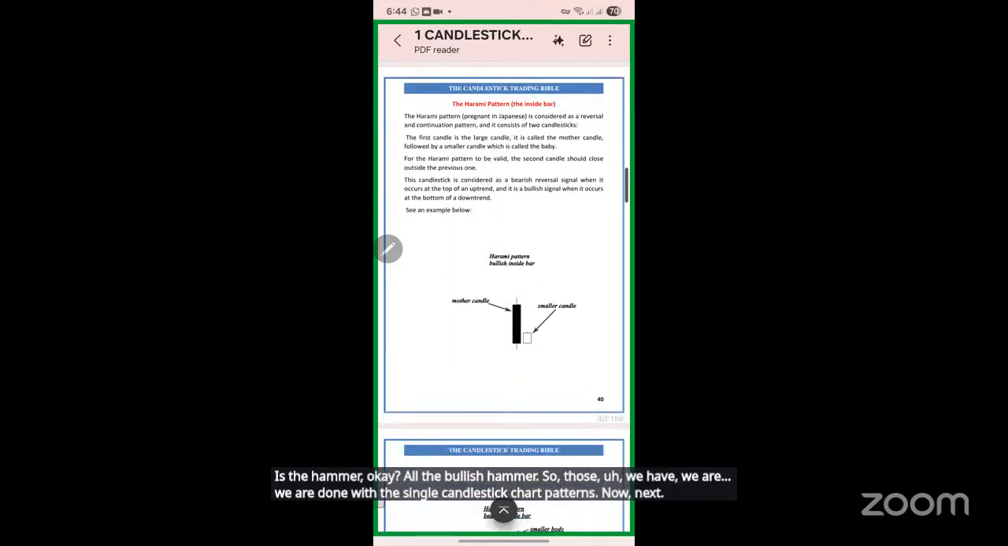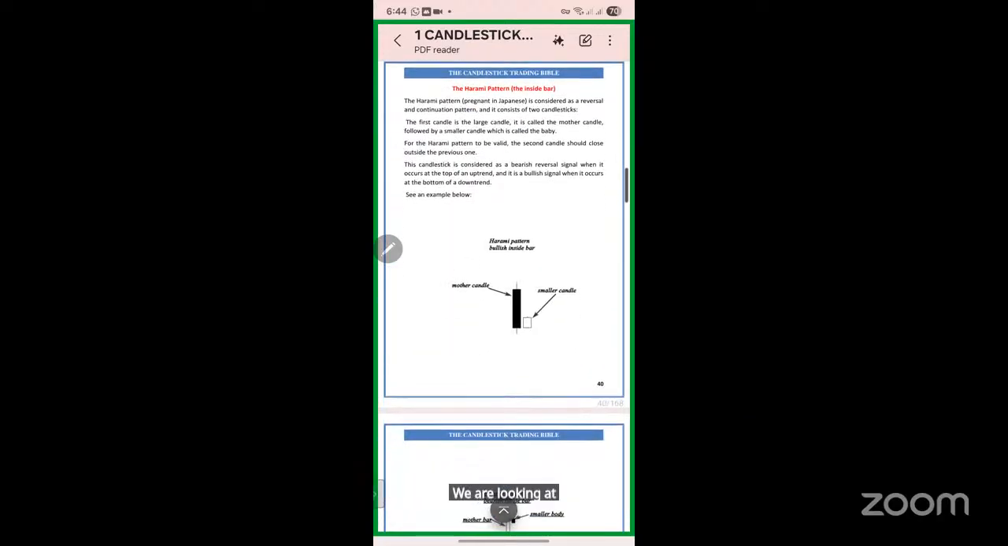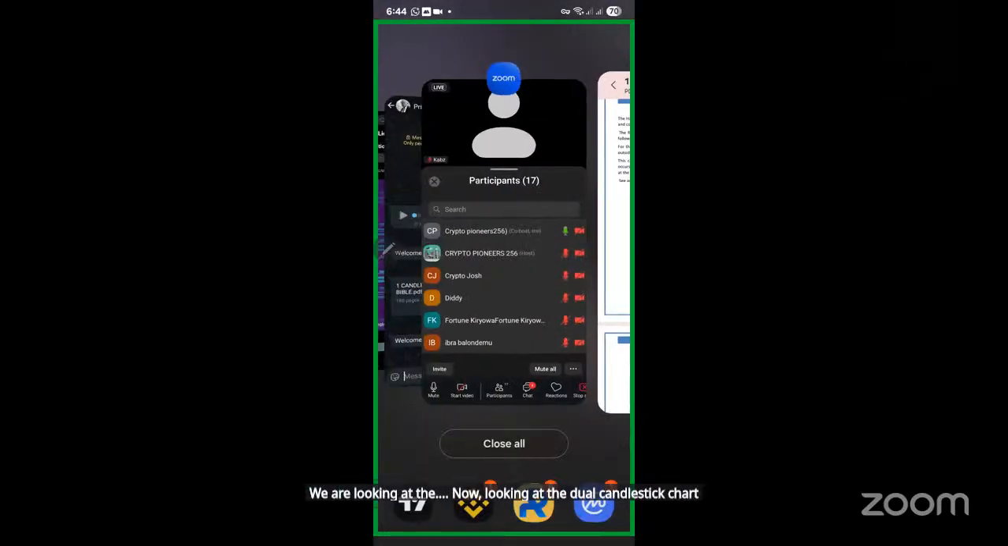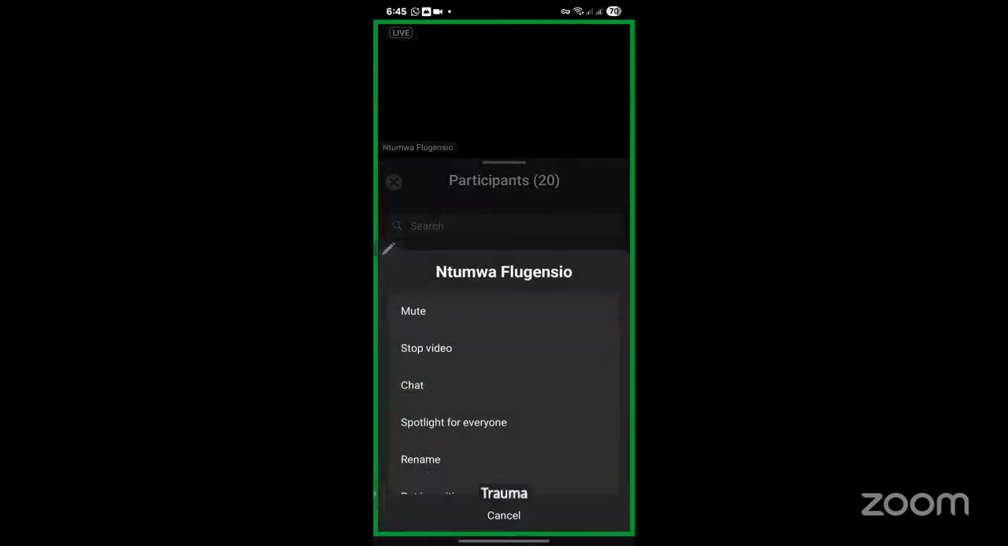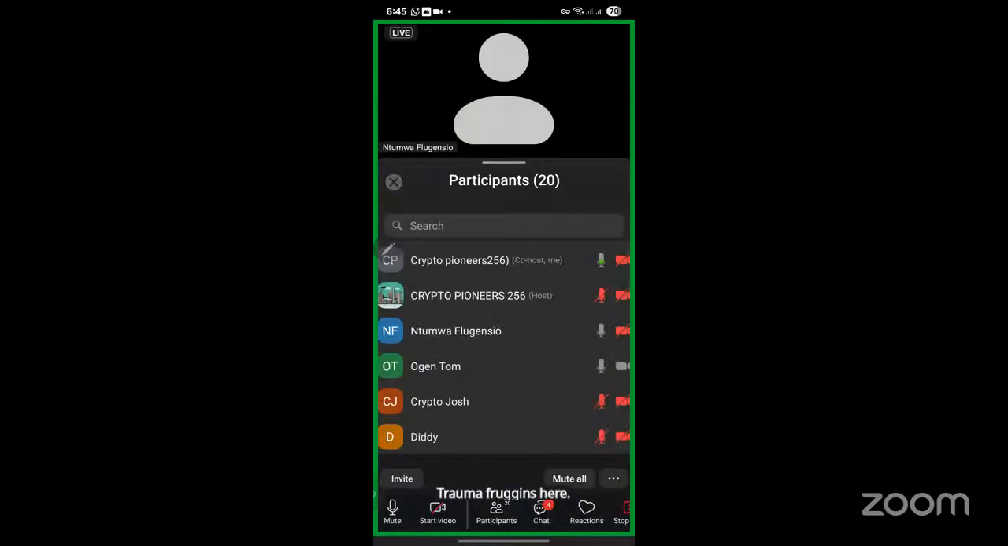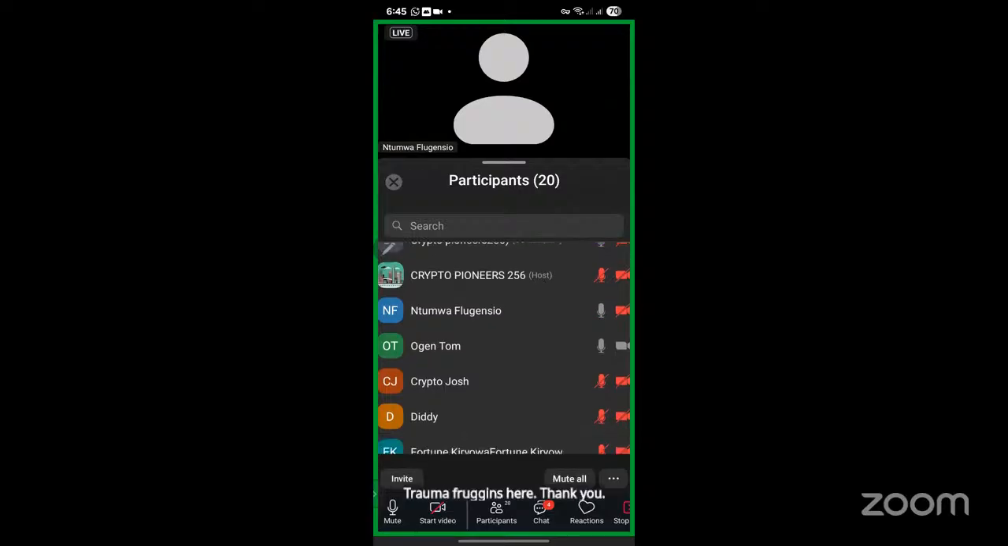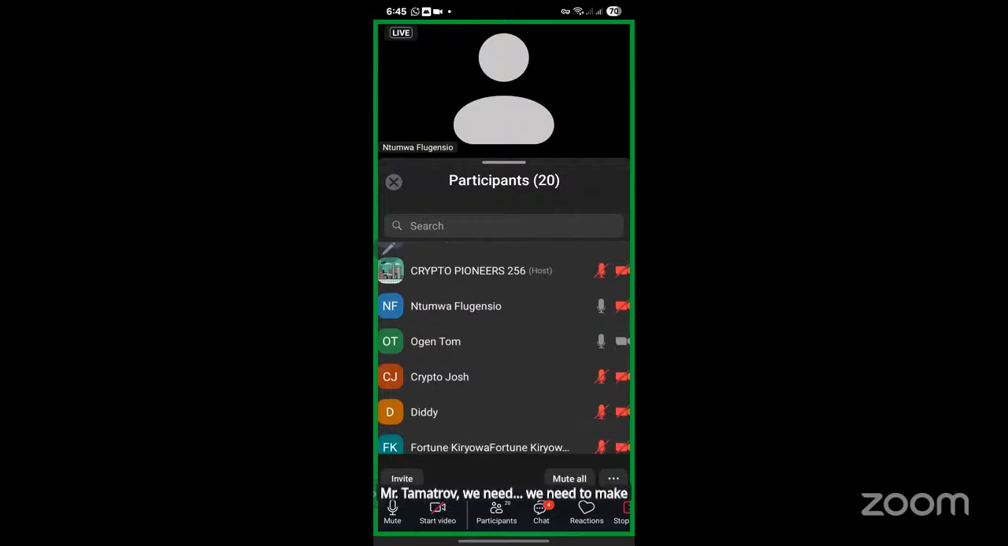Now next we are looking at the dual candlestick chart pattern. Somebody's having some noise. Stop the video.